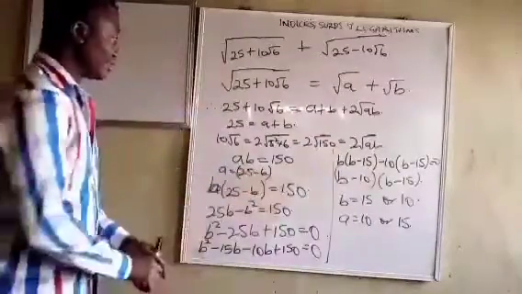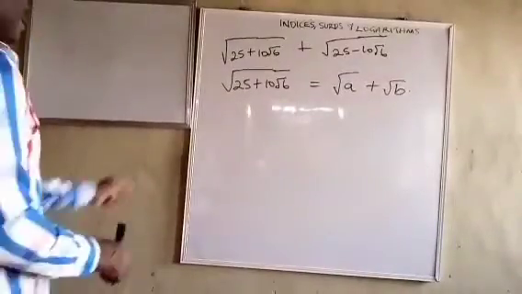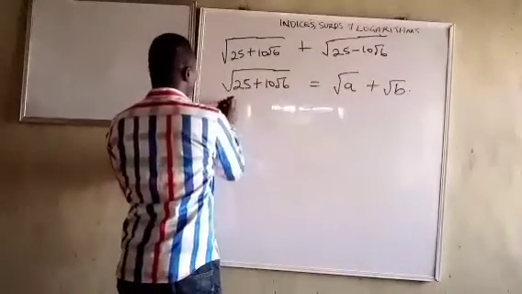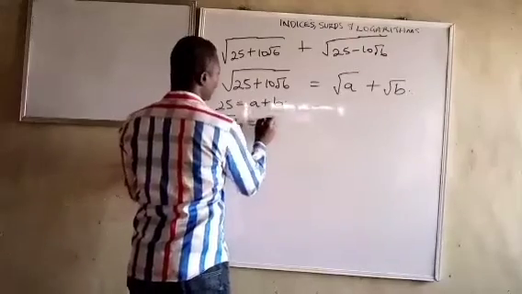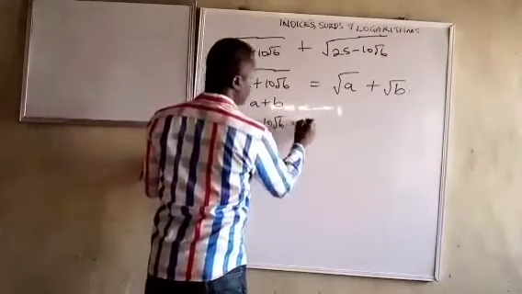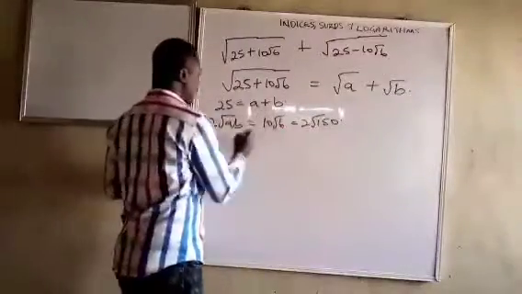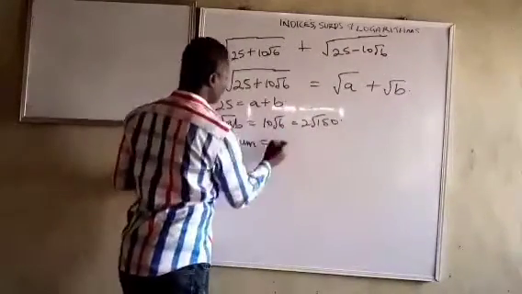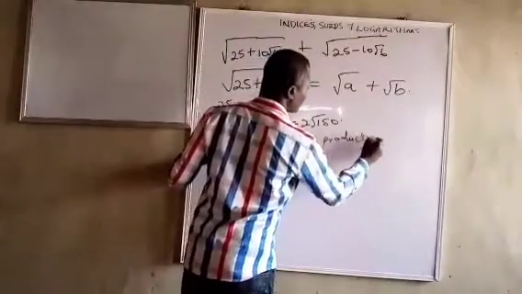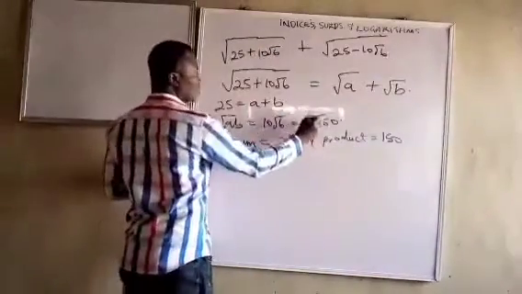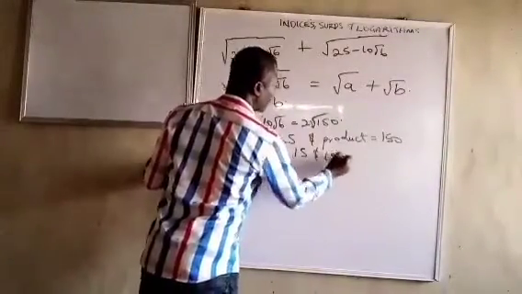You can see how long it takes us. But there is a shortcut to getting this answer, straight and direct. From our knowledge, you can see that 25 equals A plus B, and 2 root AB is equal to 10 root 6, which is 2 root 150. What you just need to do is look for two numbers whose sum equals 25 and product is 150. What are the two numbers? 15 and 10. Simple.